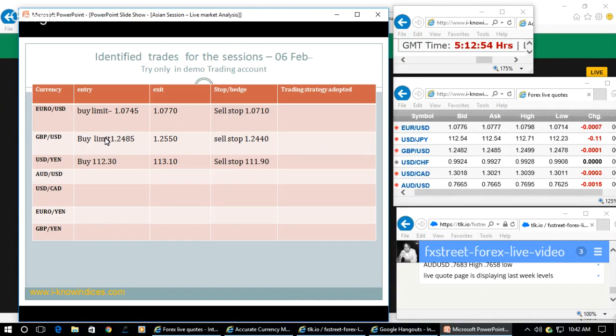Then in the case of GBP also, they are expected to hold here, and when they do not breach the low, we can take a buy around that low. Then afterwards, when they gain, we can book profit.